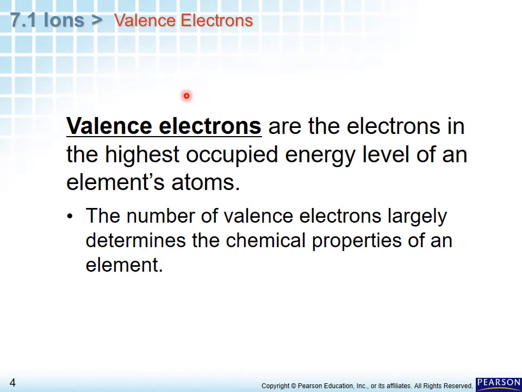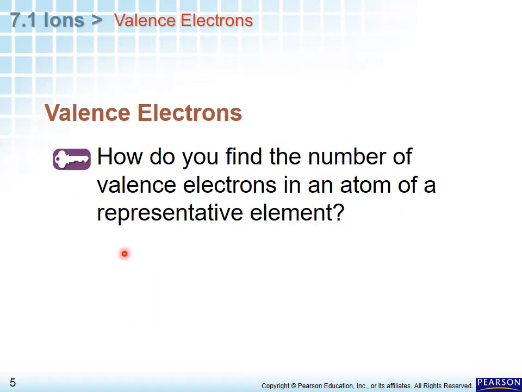Before I start, we discussed last week what valence electrons are. One more time, valence electrons are the electrons in the highest occupied energy level of an element, which is the outermost shell. Remember this. The number of valence electrons largely determines the chemical properties of an element. So start with this: what are valence electrons and how do you find the number of valence electrons in an atom of a representative element?